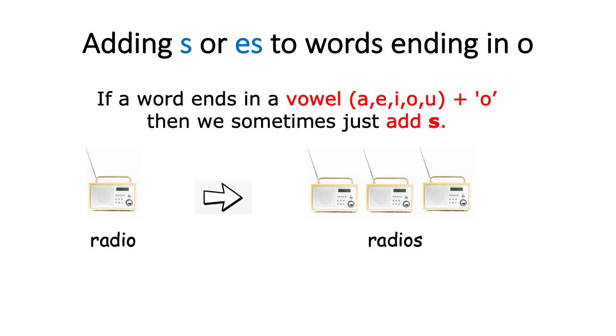Today we have got the word potatoes to learn, and we're going to look at the end of that word now in detail because we're thinking about the rule for adding S or ES to words ending in an O. Now, if a word ends in a vowel, and our vowels, remember, are A, E, I, O, U, if the word ends in a vowel and then O, then we sometimes just add S. For example, radio ends in I-O, a vowel and then an O, and that word becomes radios with just an S added onto the original word.